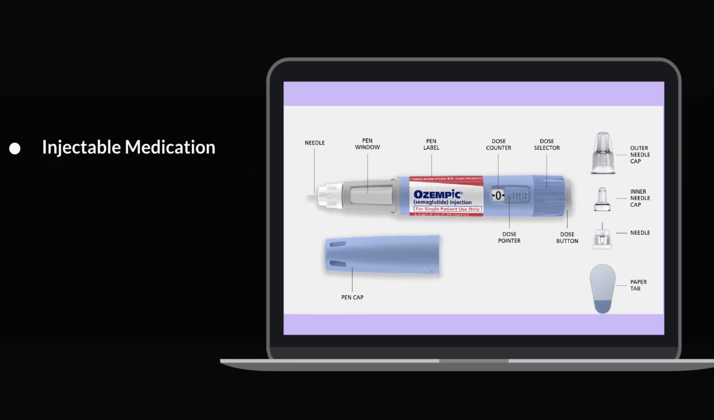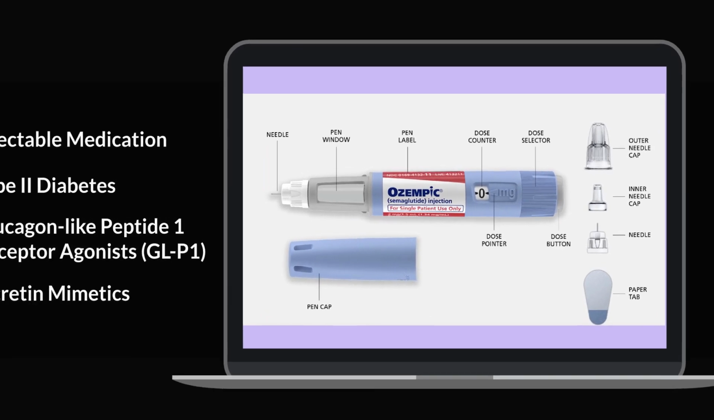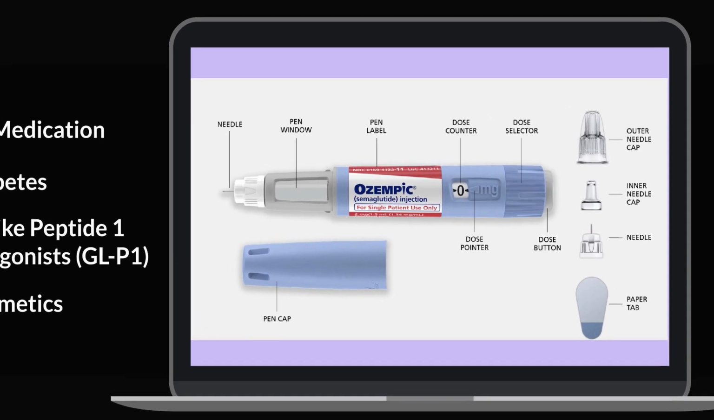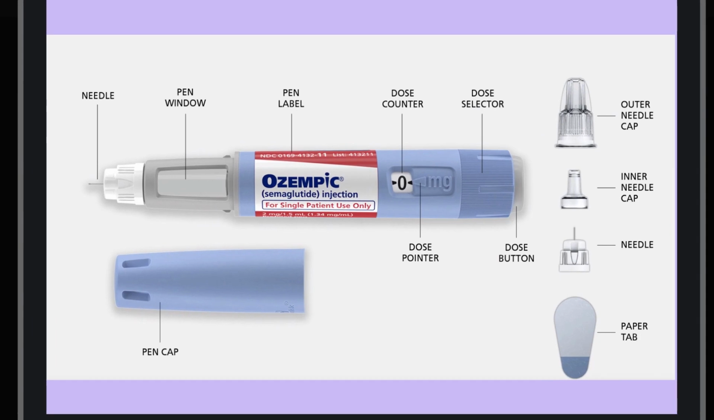Ozempic is an injectable medication which is typically used together with diet and exercise to help manage type 2 diabetes. It belongs to a class of medications called glucagon-like peptide 1 receptor agonists, or GLP-1 receptor agonists for short. They are also sometimes referred to as incretin mimetics because they mimic the action of incretin. Incretins are naturally occurring compounds in the body that, when released into circulation from the gut, help to control blood sugar by improving insulin secretion.